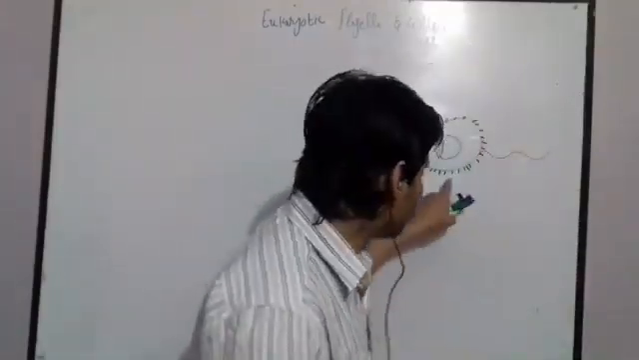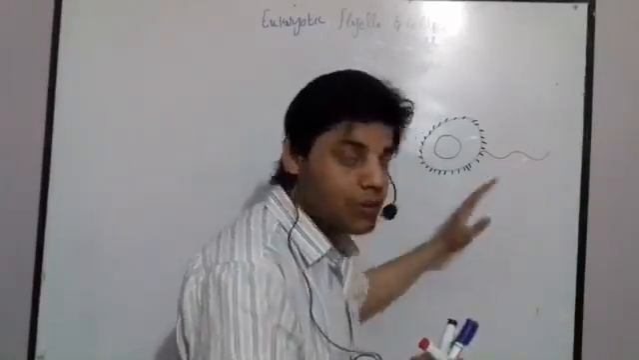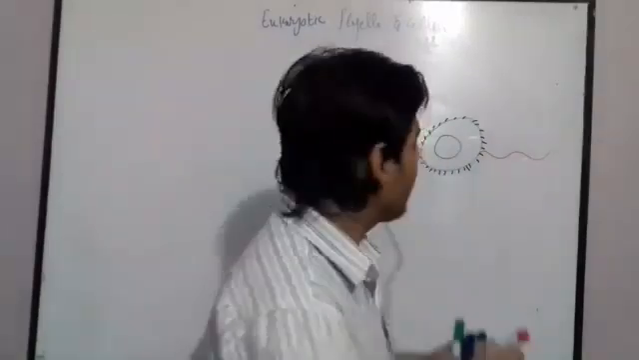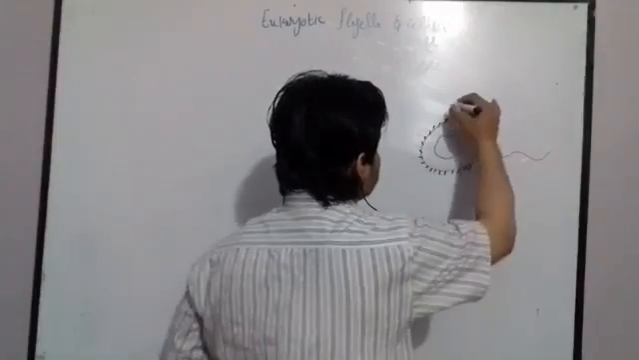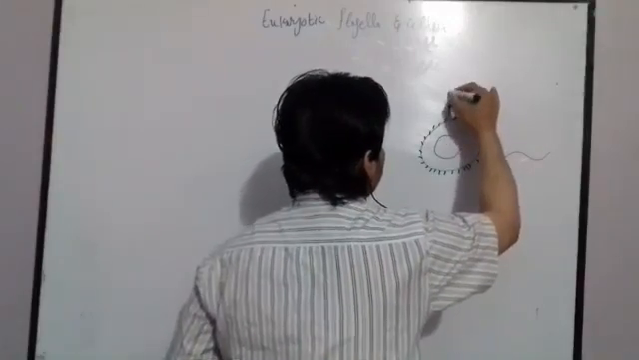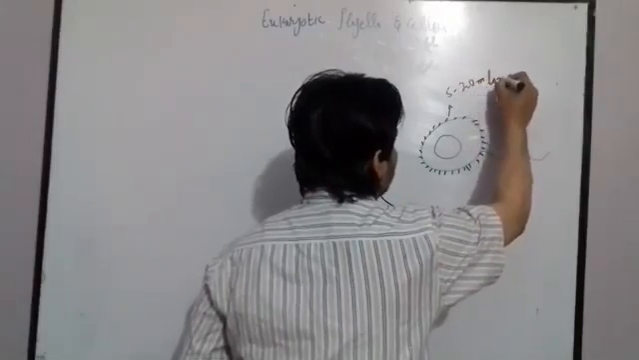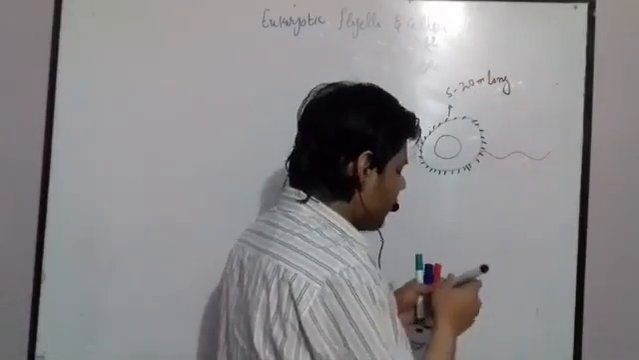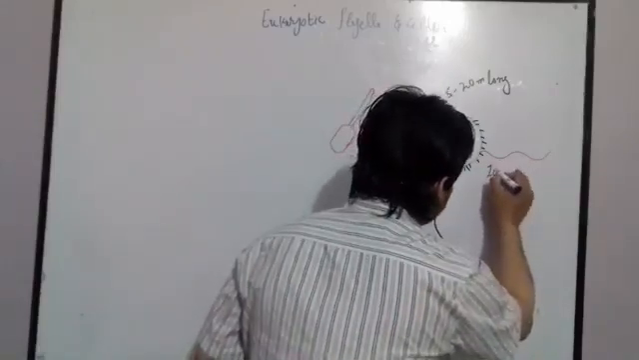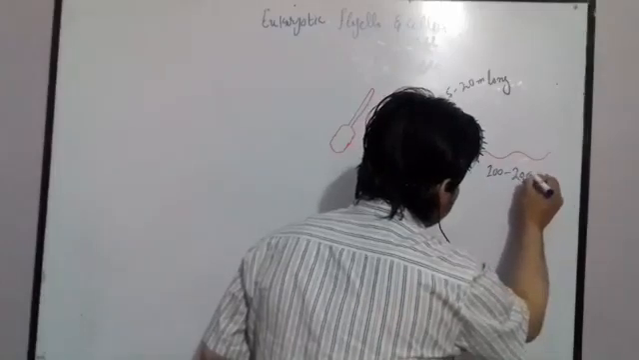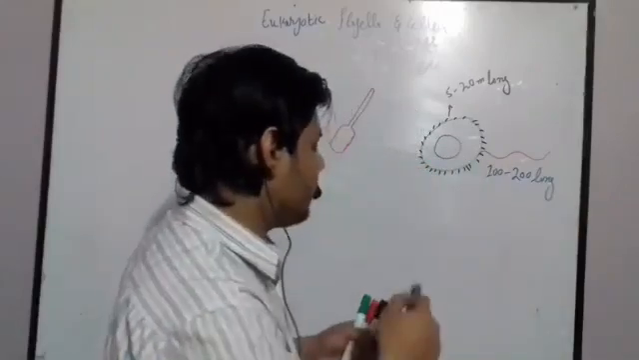Just like that, inside the eukaryotic cell the cilia also act like a propeller. In this way, the cell will move in a forward direction. Now, the length of the cilia will be 5 to 20 micrometers long. On the other hand, the length of the flagella will be 100 to 200 micrometers long. So this will be the length of flagella and cilia.